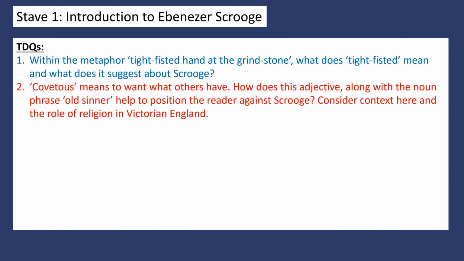Covetous means to want what others have. How does this adjective, along with the noun phrase old sinner, help to position the reader against Scrooge? Consider context here and the role of religion in Victorian England.